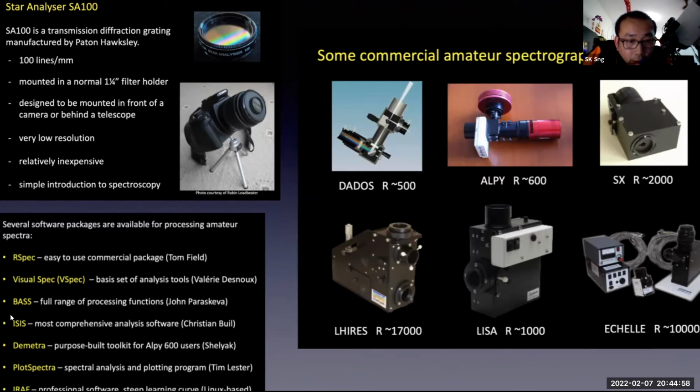And right now, most of us who do low res or high res spectroscopy use software by Christian Buil, a French guy. He's the designer of Shelyak. And he says this software is free, and it's very powerful. And some guys actually download IRAF, which is what the pros use. It's a Linux system. And after you get some experience with the Star Analyser, which has 100 lines per mm or 200 lines per mm, a very low res diffraction grating, then you can try your first slit spectrograph, which gives you a resolution of 600.